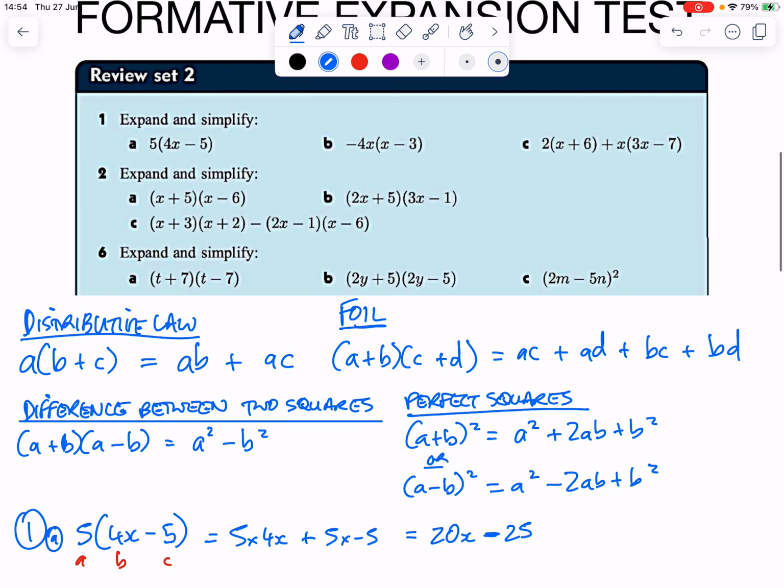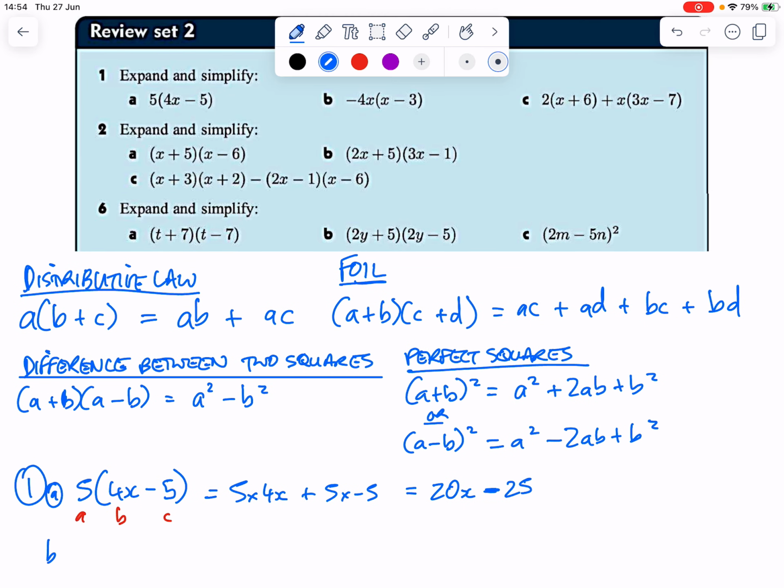Expand and simplify B. B is negative 4x(x take 3).